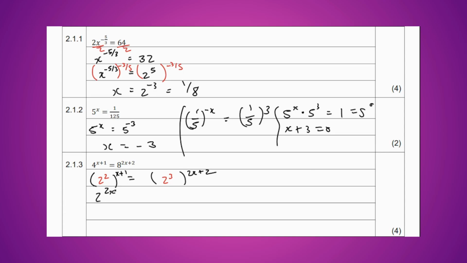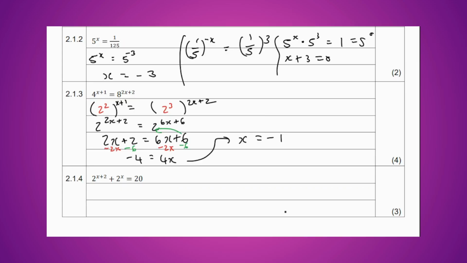Then you multiply, right? So it's 2 to the power 2x. Remember, the 2 gets multiplied with both terms, so plus 2. And then 2 to the power 6x plus 6. Now they have the same bases, so you can drop the bases. If the bases are the same, the exponents have to be equal to one another. Your answer is negative 1.